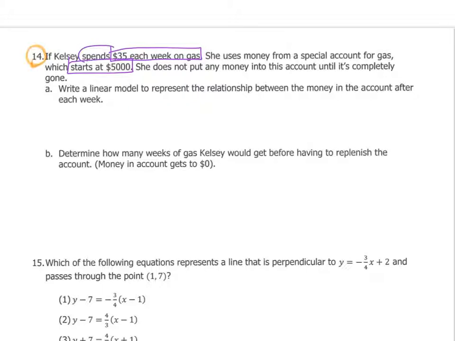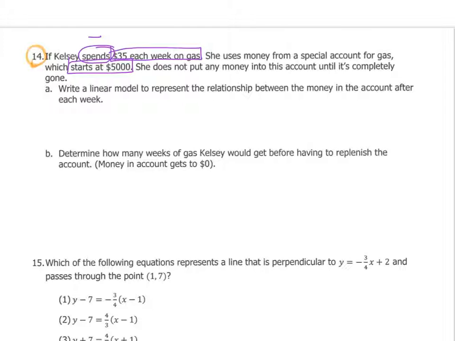So notice here that she's spending money. If you think about spending money and it's coming out of an account, you need to think, does your account go up in value in money, or does it go down if you are spending from an account? Hopefully you're thinking in your head that it's going down. So spends means down, decreasing.